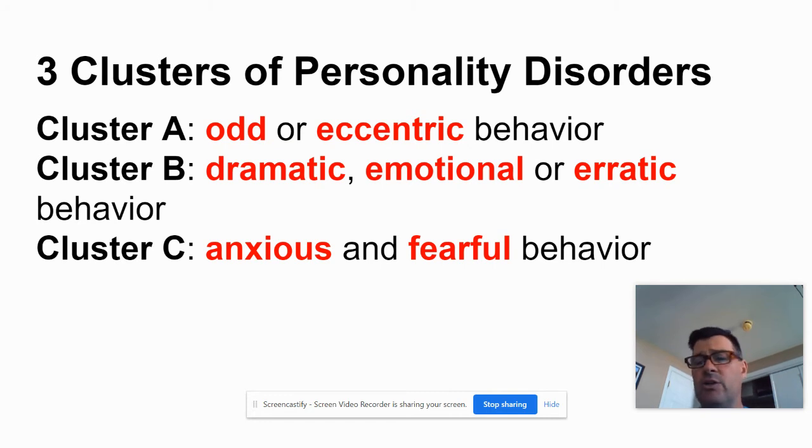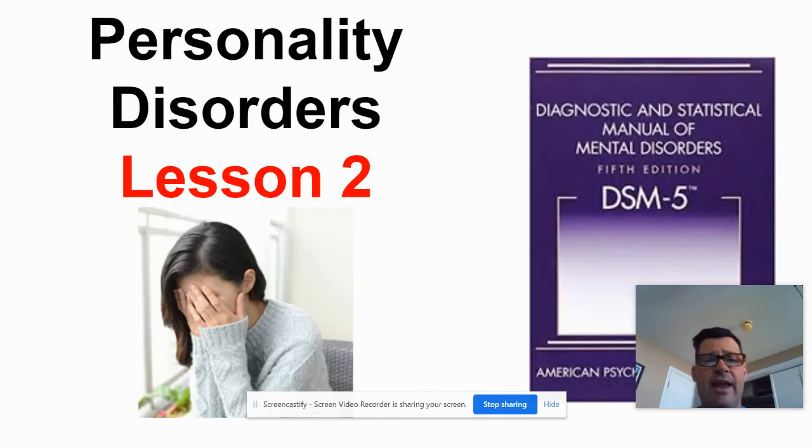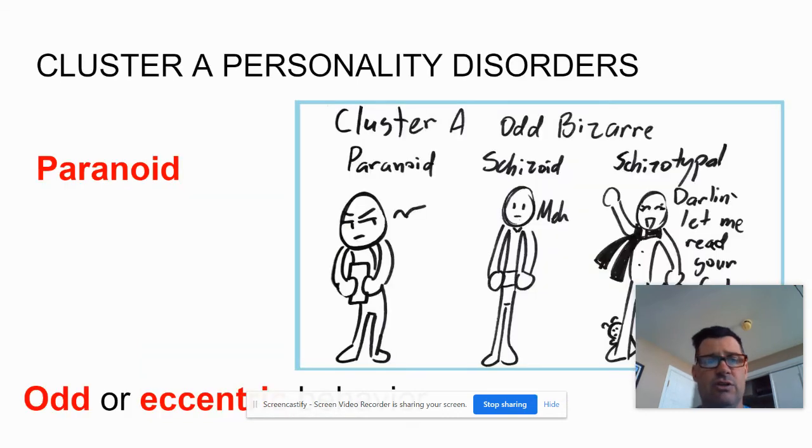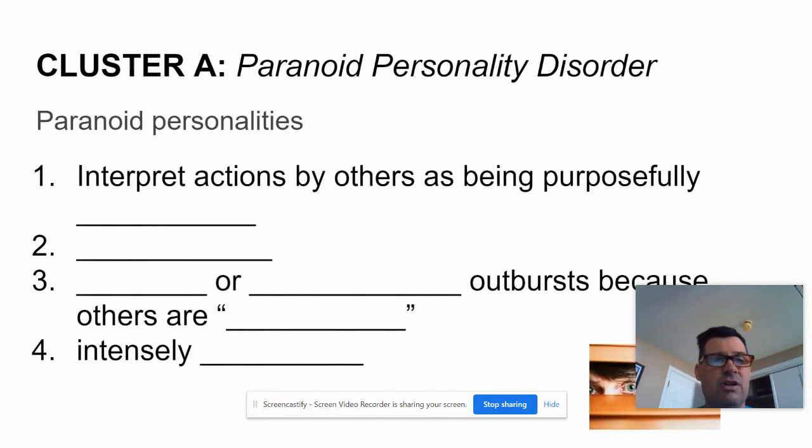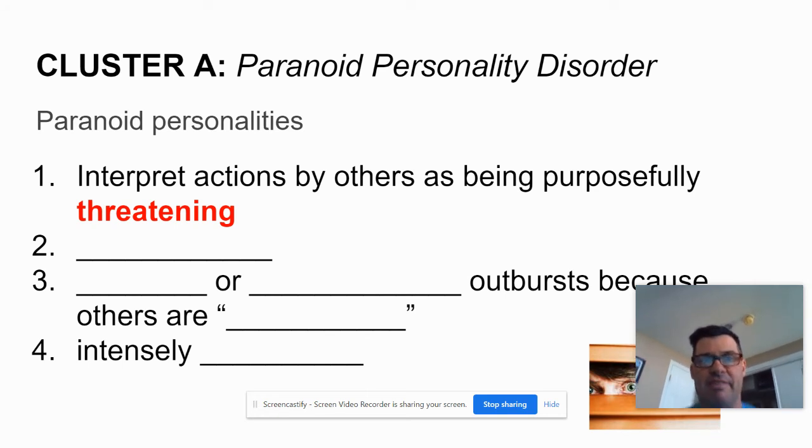All right, cool. Moving on to our first personality disorder, and that is the paranoid personality disorder. It is cluster A. So cluster A, you're supposed to say what it means. Cluster A is odd or eccentric behavior. And so we're going to first look at paranoid. You probably know what a paranoid person is, and paranoia leads to some really odd behavior. So first off, a paranoid person interprets the actions of others as being purposely threatening. It doesn't even matter what you do. If you just look at them, they think you threaten them.